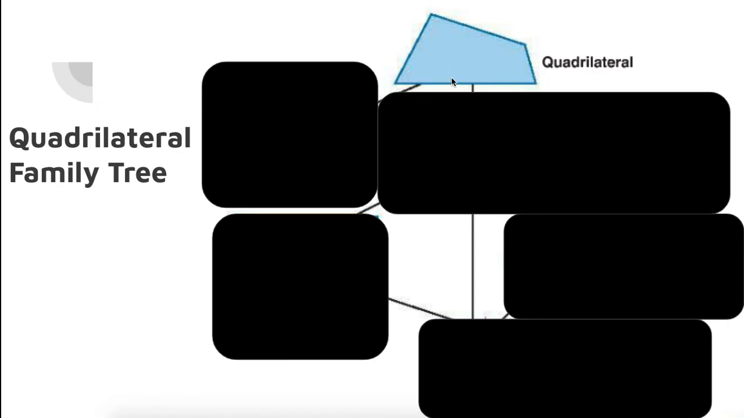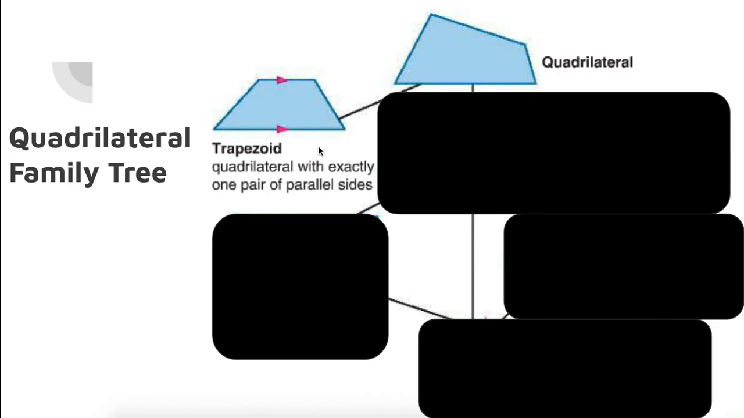Then it branches off into two branches of the family tree. The shorter branch is the trapezoid branch. A trapezoid is a quadrilateral with exactly one pair of parallel sides. These pink kind of triangles, they're arrows. They are marking that it is parallel. Remember, parallel means that they are two lines that extend and they never touch, they never cross. It's like the sides of a railroad track, they never intersect.